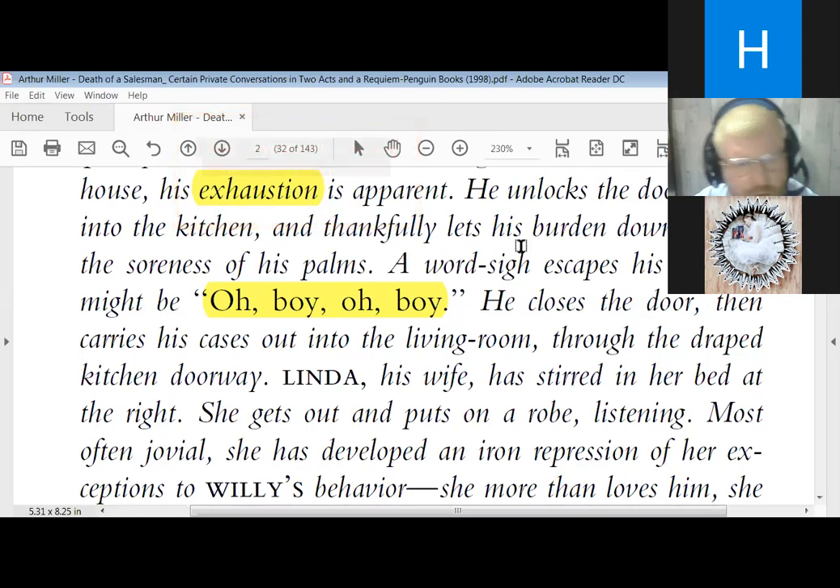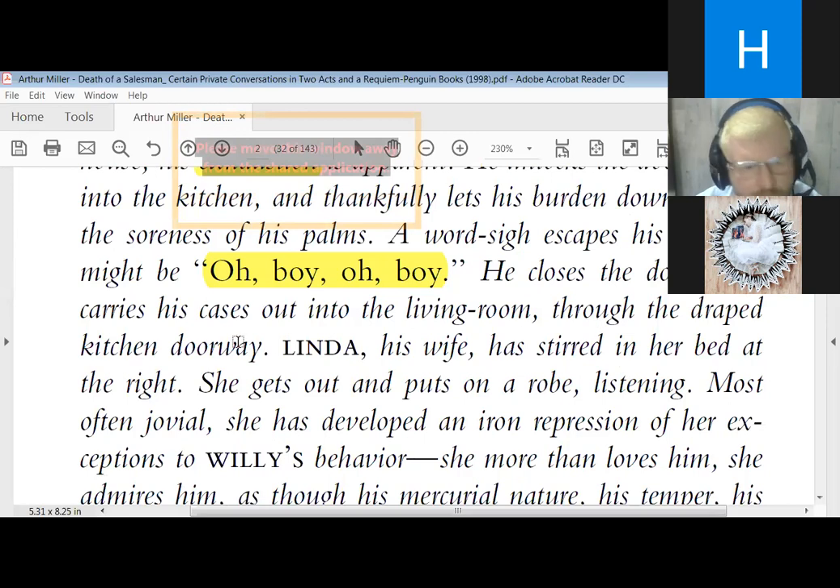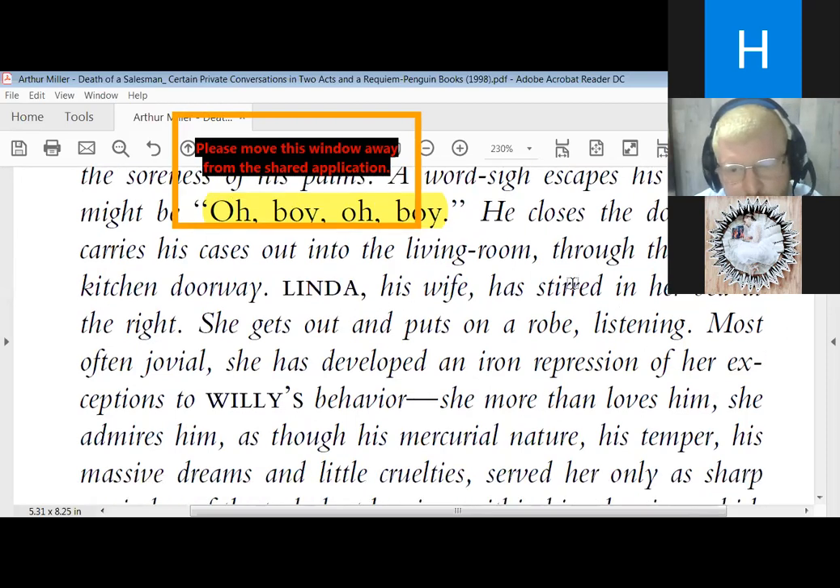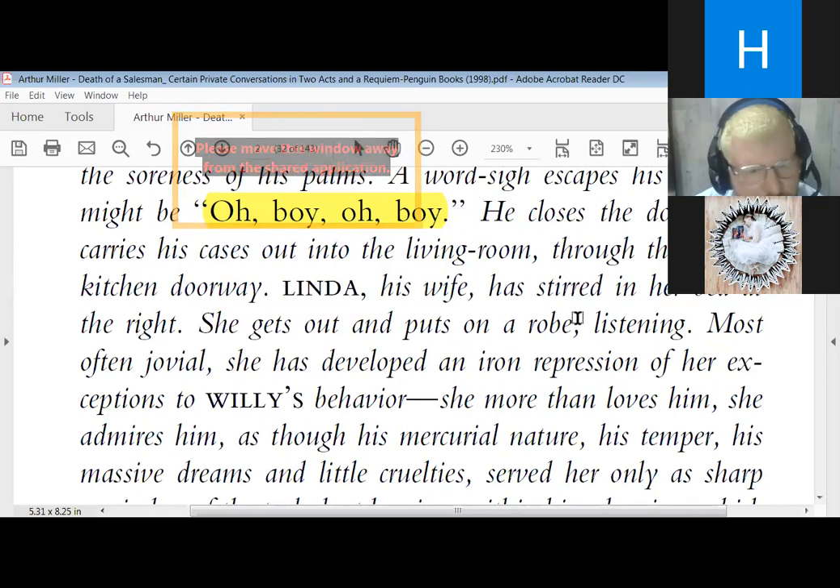He closes the door, then carries his case into the living room through the draped kitchen doorway. So in order to arrive at the living room, he has to go through the kitchen. Okay, Linda, his wife, was stirred in her bed at night. She gets out and puts on a robe, listening. She was sleeping, she wakes up, puts on a robe, listening, most often jovial.